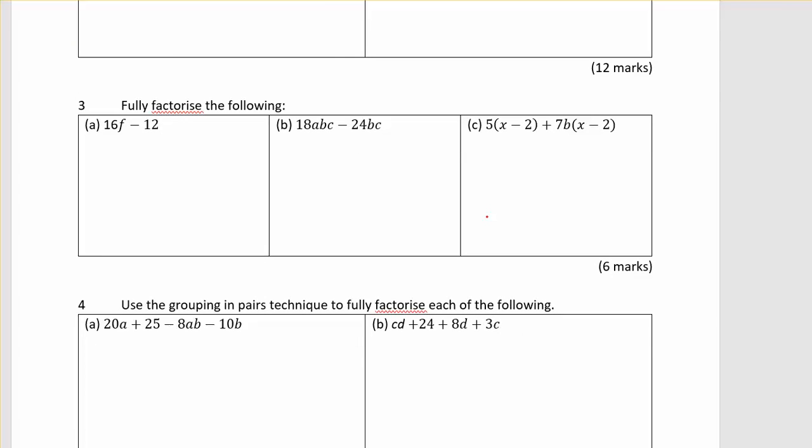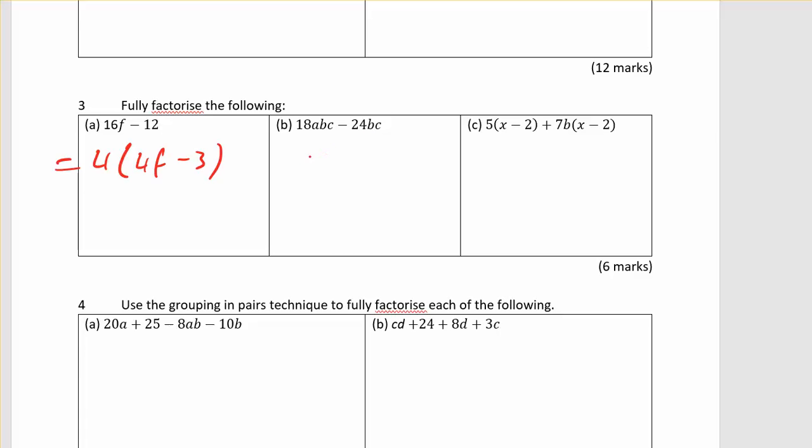Question 3. I know 16f and 12 both go into 4, so take that as a common factor. 4 times what gives you 16f? 4 times 4f gives you 16f. 4 times what gives you negative 12? 4 times negative 3 gives you negative 12. Done.